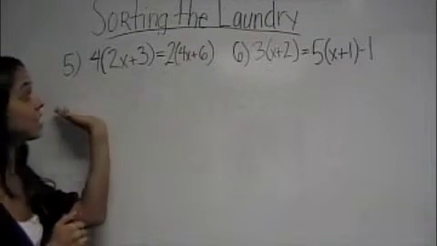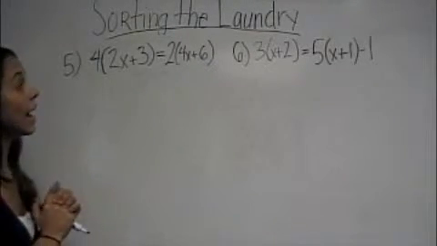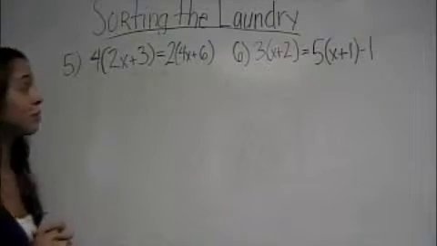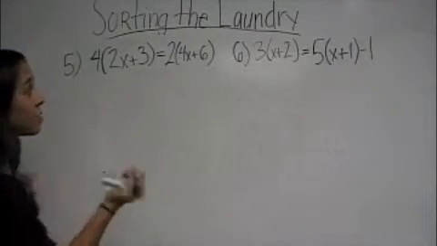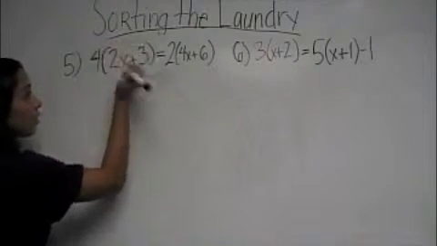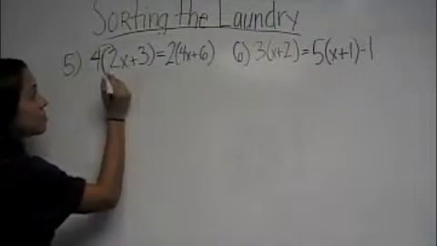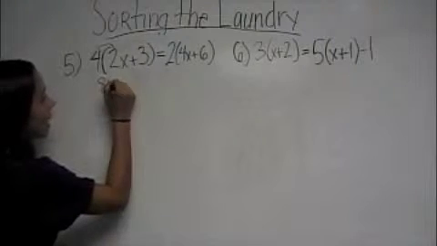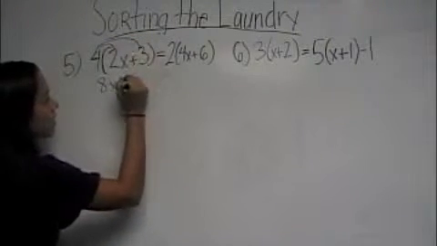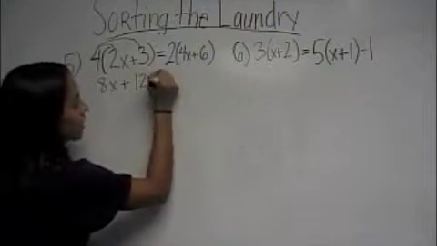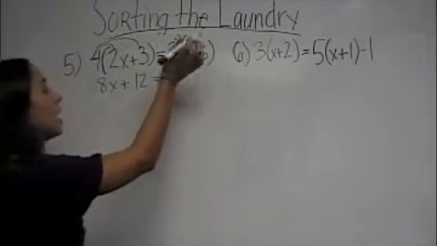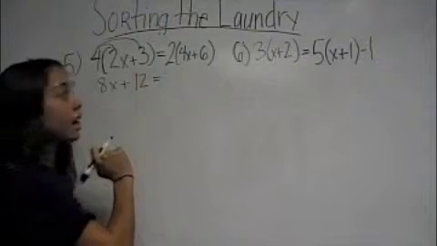Alright, let's look at example number 5. Now, remember, first step is to simplify, and we can simplify both sides of this problem. Let's distribute our 4 first. 4 times 2x is 8x. 4 times 3 is 12. Bring down your plus in the middle. Bring down your equal sign, and let's distribute this side.